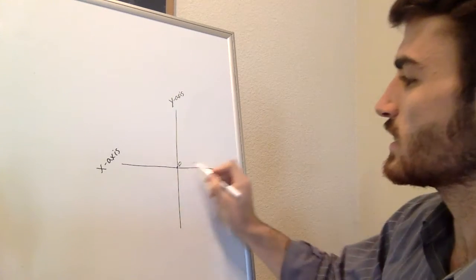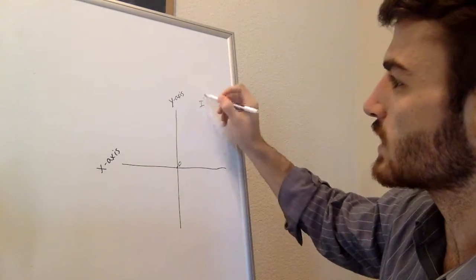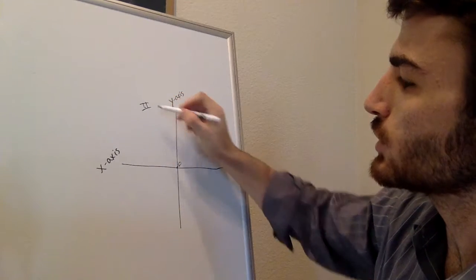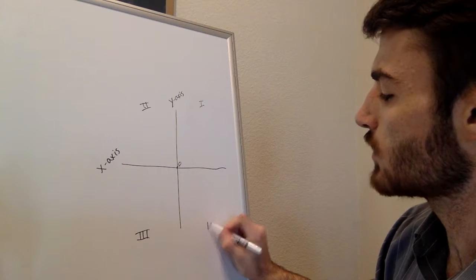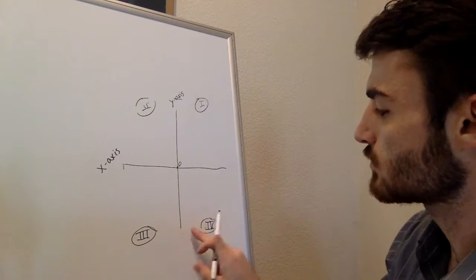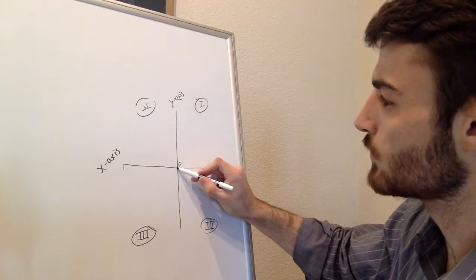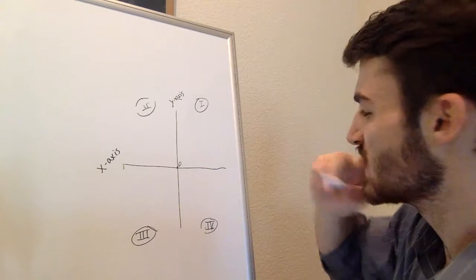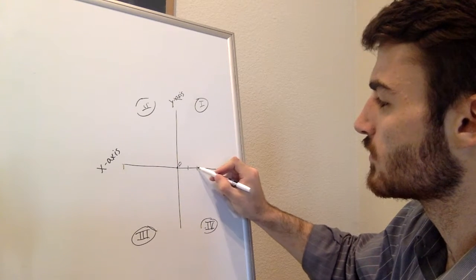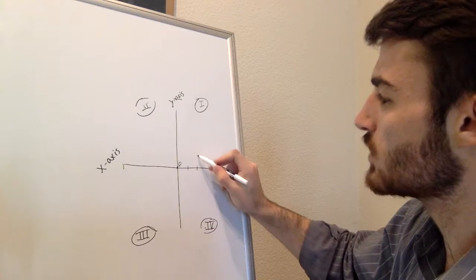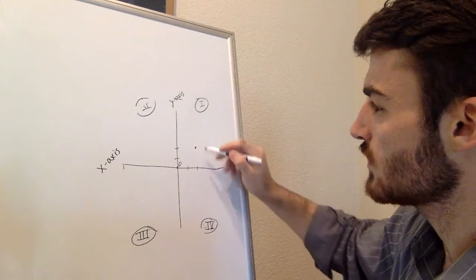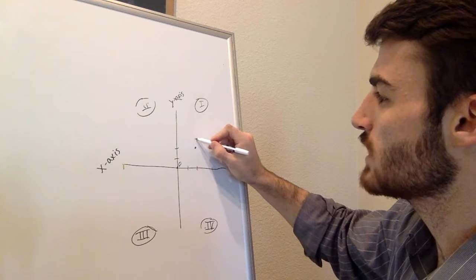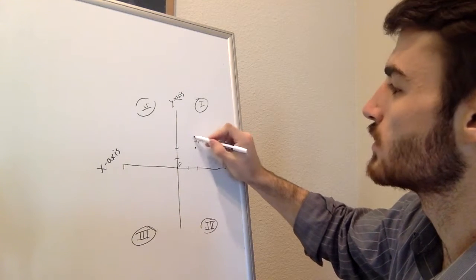But to get places, like we have quadrant 1, let's label them real quick. Quadrant 2, 3, and what's this one? 4. Okay? So if we start at home, and we go 2 steps to the right, and we go up 2 steps, then we get here, okay? So how many steps did we say? That was 2 and 2.